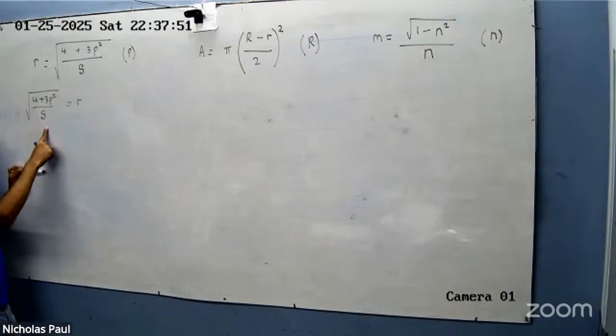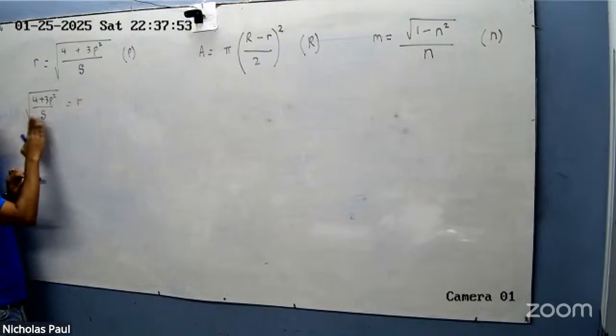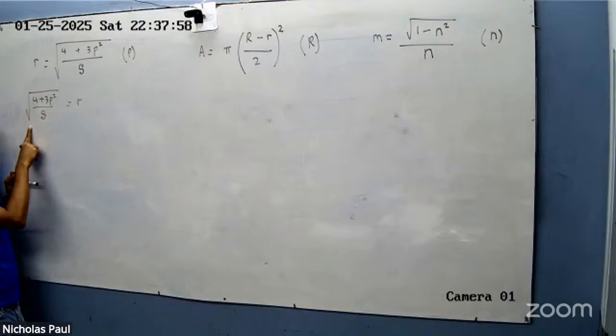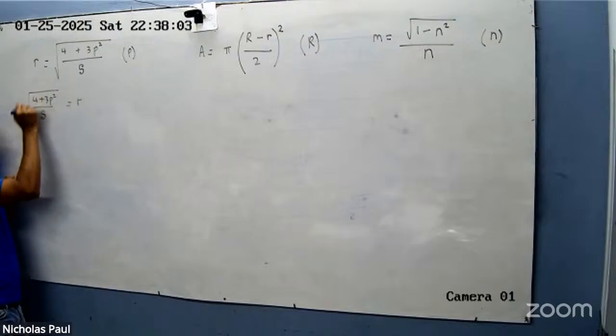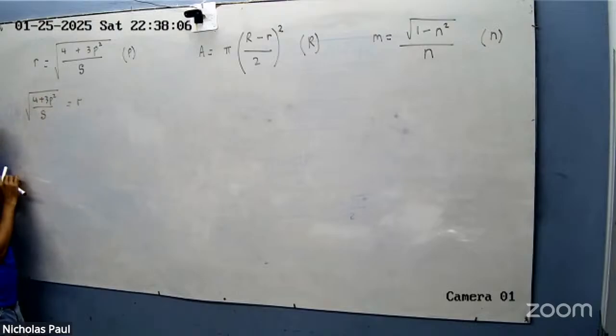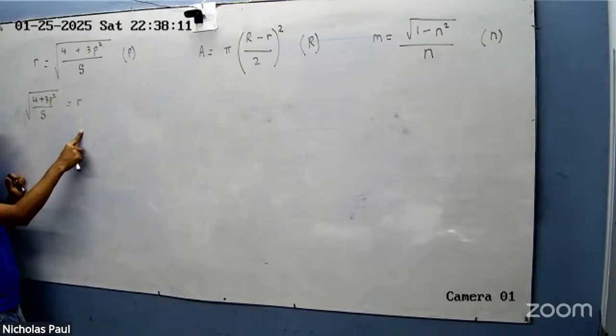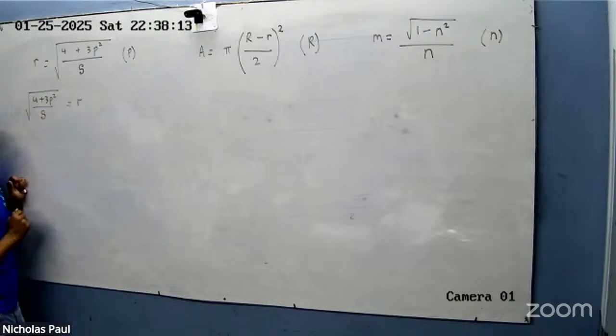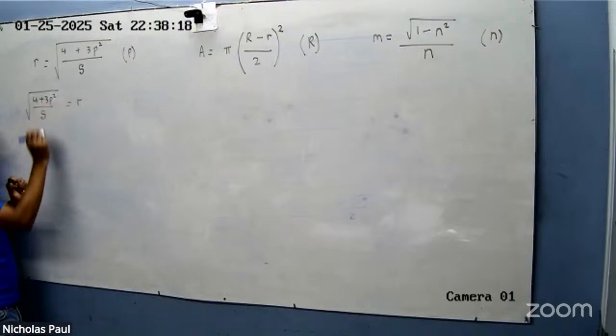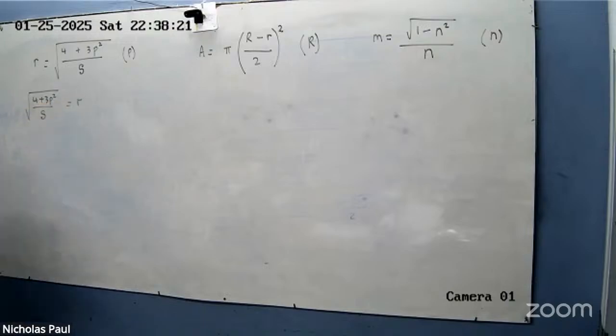Right? So the one that you want to make the subject, bring it on this side. Then you have to get rid of the square root. How do you get rid of the square root? Square both sides, right? So you square here and square here. Then you have two fractions. What will you do? Cross multiply. And then make P the subject. So what do you do? Multiply that square root.